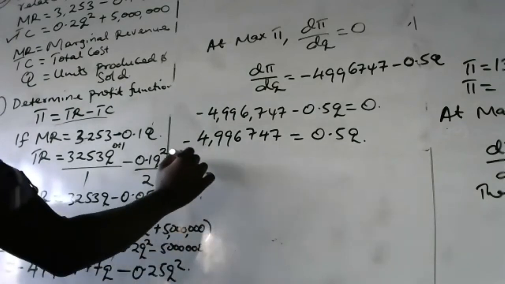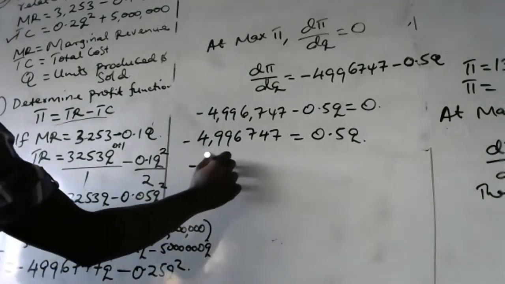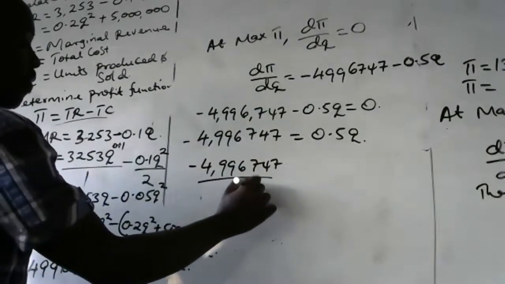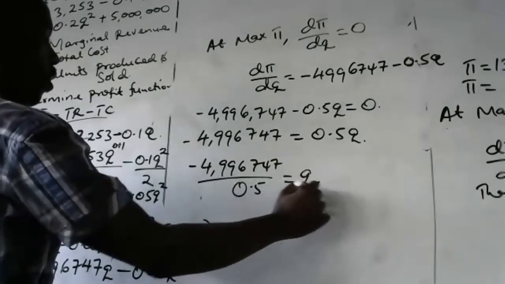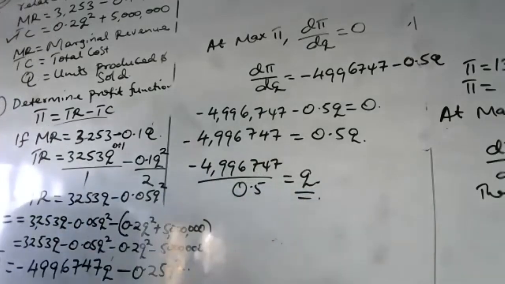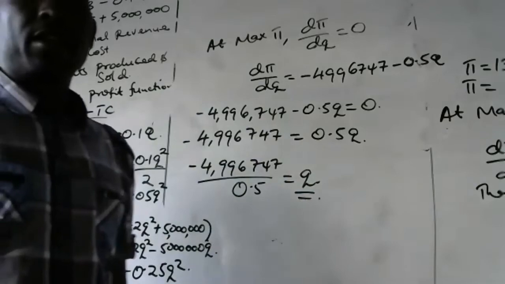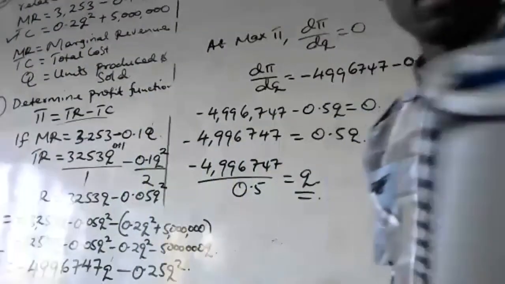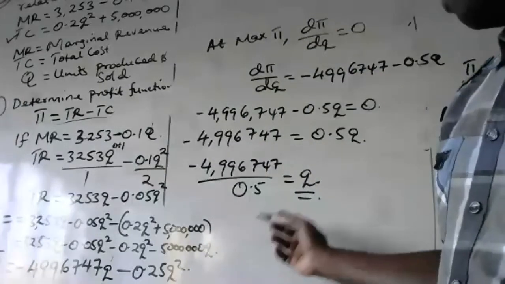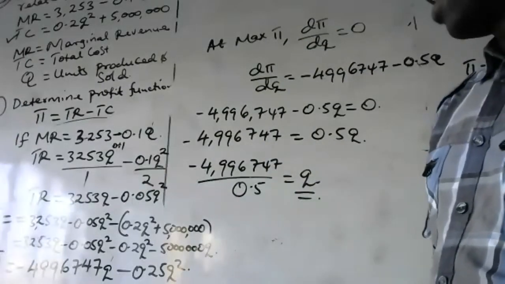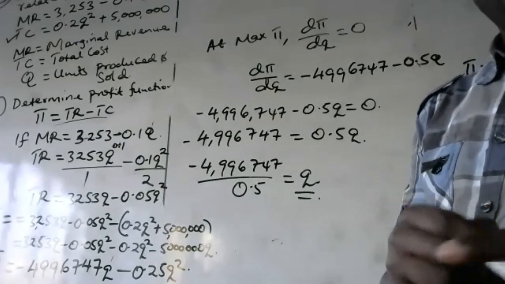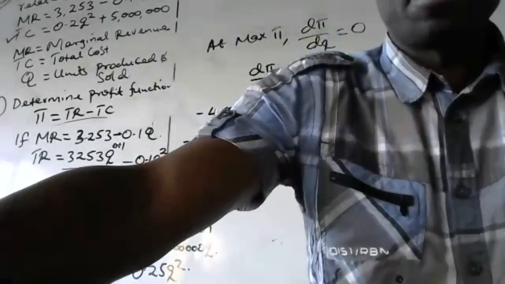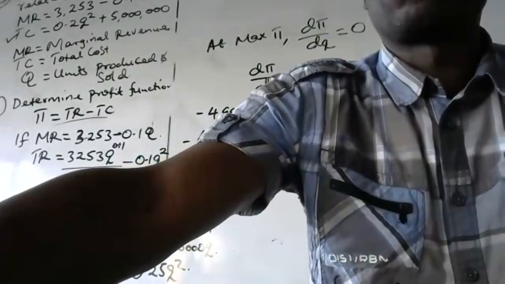Then you divide negative 4996747 over 0.5 is equal to q. The answer will be negative, but in this case you ignore the negative sign, and it will give you the quantity that will maximize the profit. Then the last question is for you to determine the maximum profit.